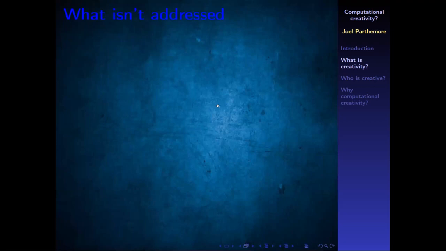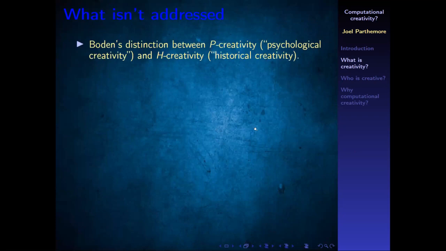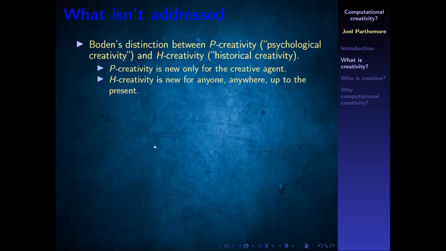What isn't addressed by this definition is Maggie's distinction between P creativity, or psychological creativity, and H creativity, or historical creativity, where P creativity is new only for the creative agent and H creativity is new for anyone, anywhere up to the present time. The distinction poses two major problems as I see it.